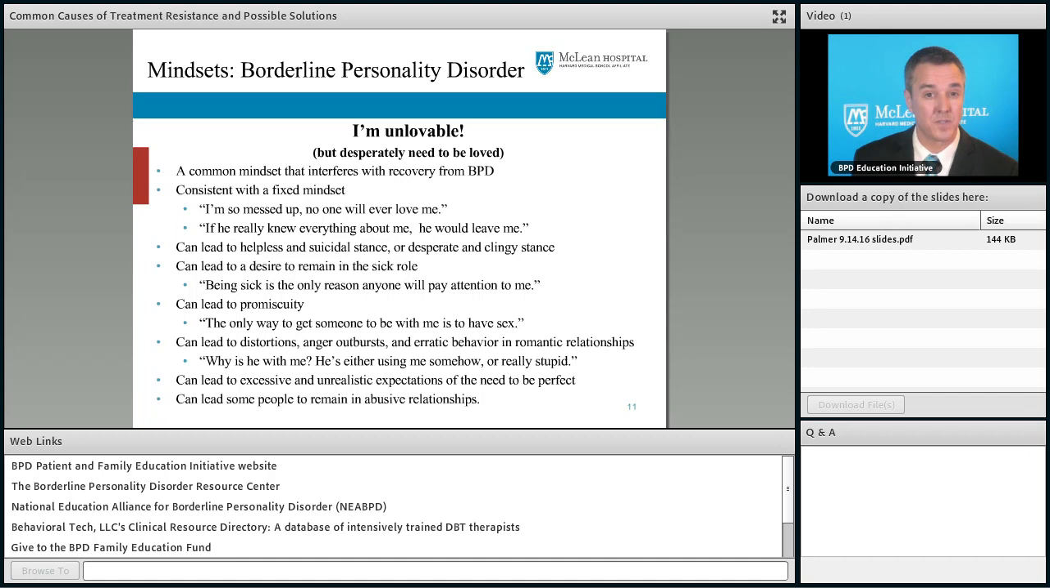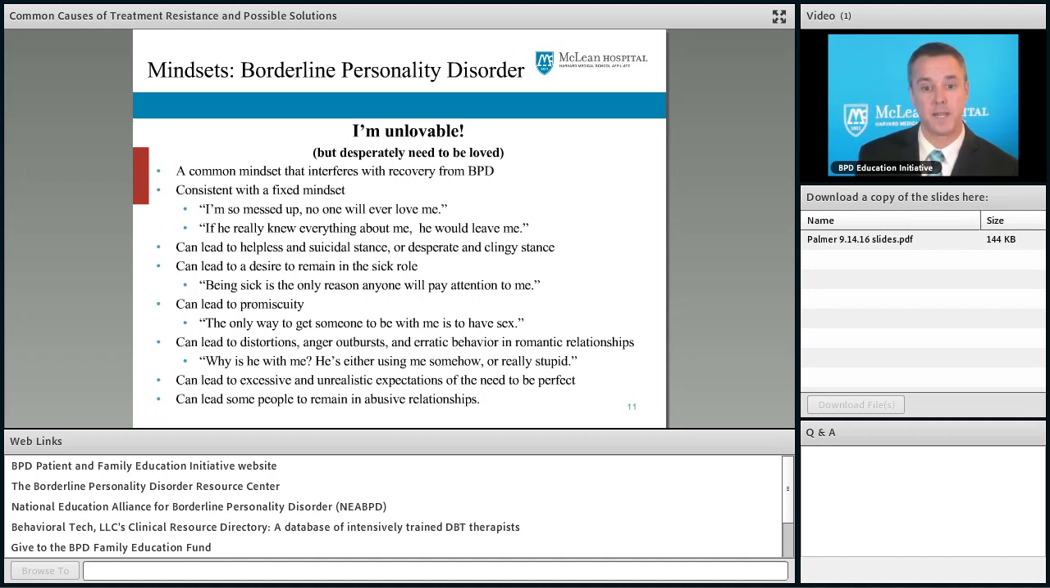It can lead to a desire to remain in the sick role. So this can lead people to want to be sick, and I have heard this from dozens of patients. And they will say, the only reason my parents pay attention to me is because I'm sick, because I get suicidal. If I wasn't suicidal, my parents would jump ship. They would run so far away from me.